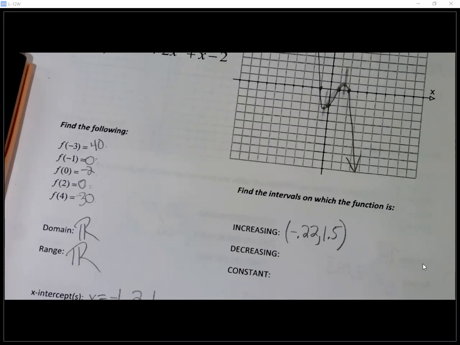Okay, how do we feel? Yes. The y-intercept was at 0, negative 2. And we got that from up there. What was the x? The x-intercepts: negative 1, 2, and 1.